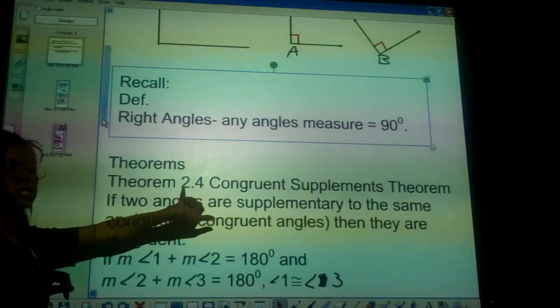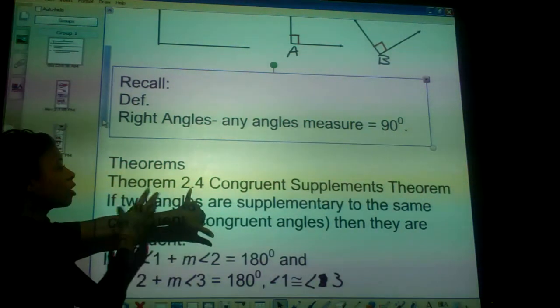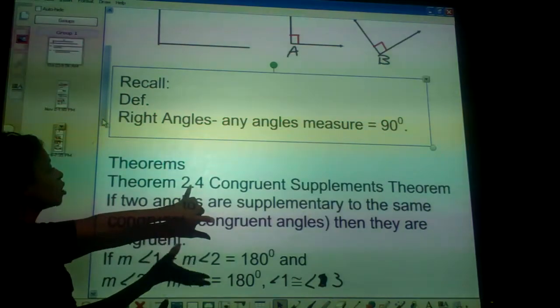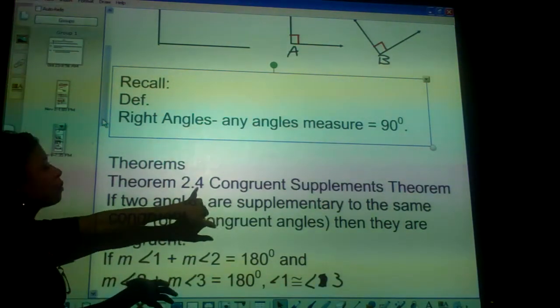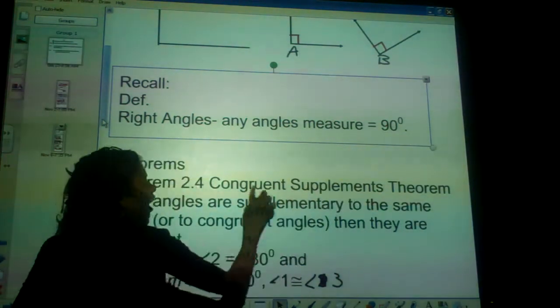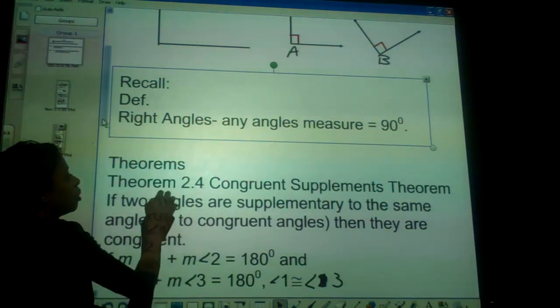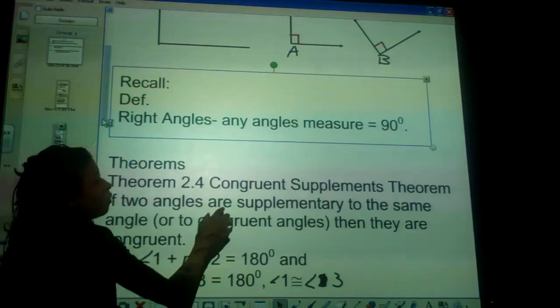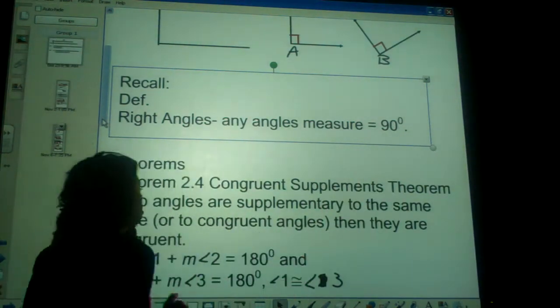Please don't remember necessarily the numbers, because remember we talk about different books. If you go to a different school district or what have you, they may use a different book. The theorem numbers may be different, but you need to remember the name. So this next theorem is 2.4, but the name of it is the Congruent Supplements Theorem.